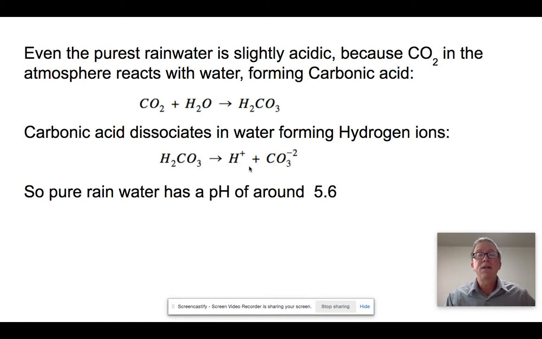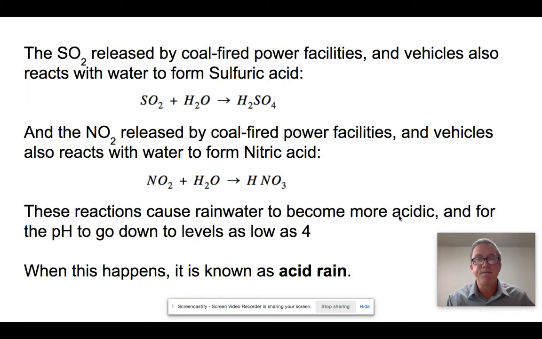Now, that means carbonic acid is going to increase the concentration of hydrogen ions and therefore decrease the pH. So instead of having a pH of 7, rainwater has a pH of about 5.6. So it's slightly acidic, and that's because of carbon dioxide interacting with water to form carbonic acid.